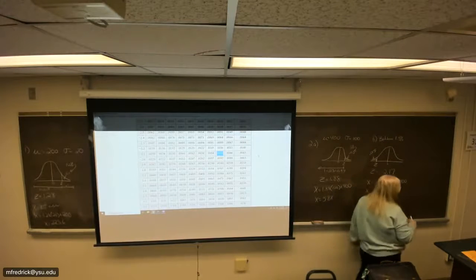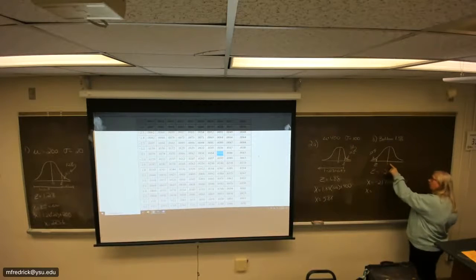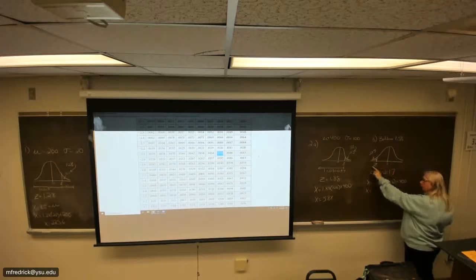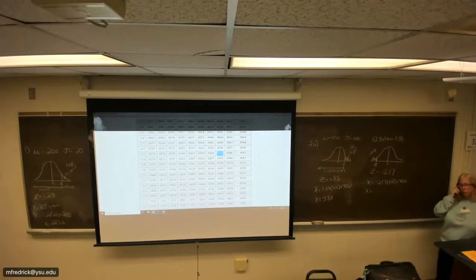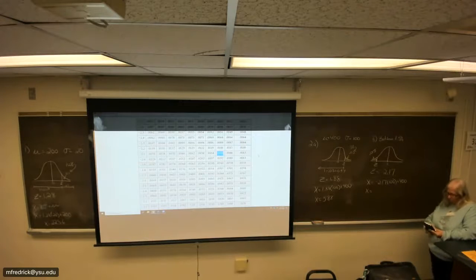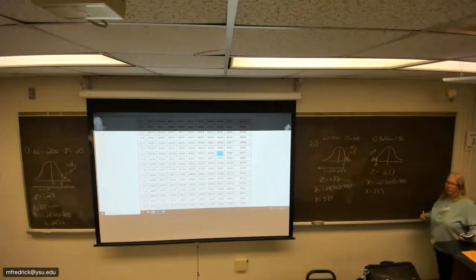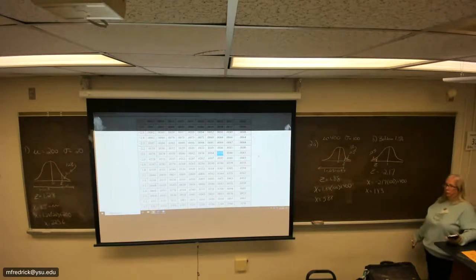Remember, a Z value of 0 is a mean of 400. So our number needs to be less than 400. Getting a positive 183, so you need more than 183 to not have to take summer school. Any questions on that one?